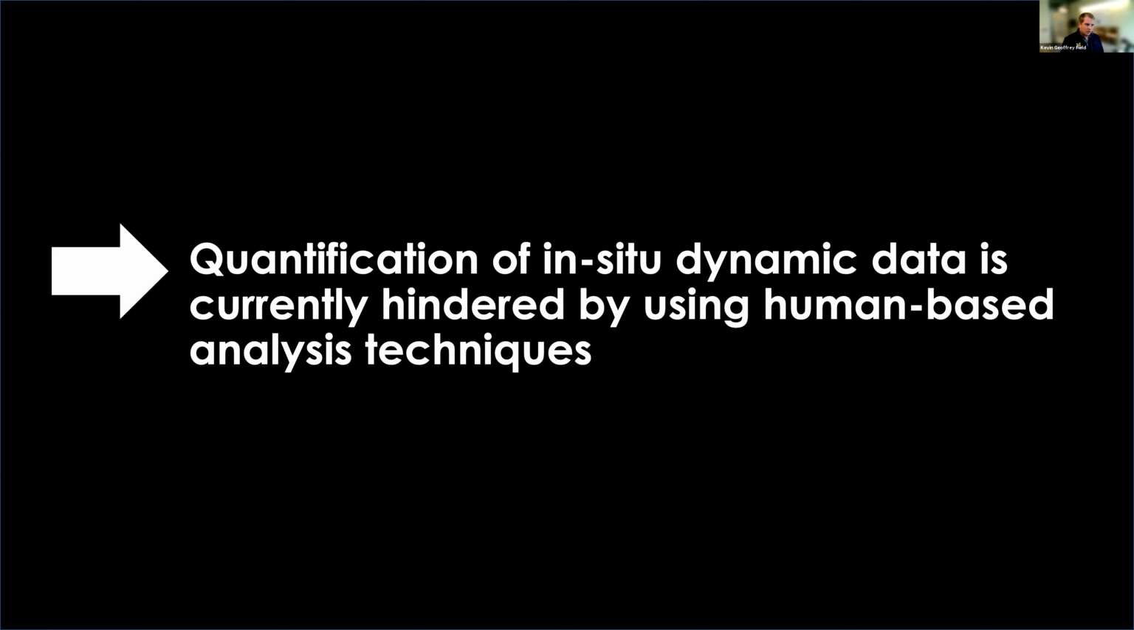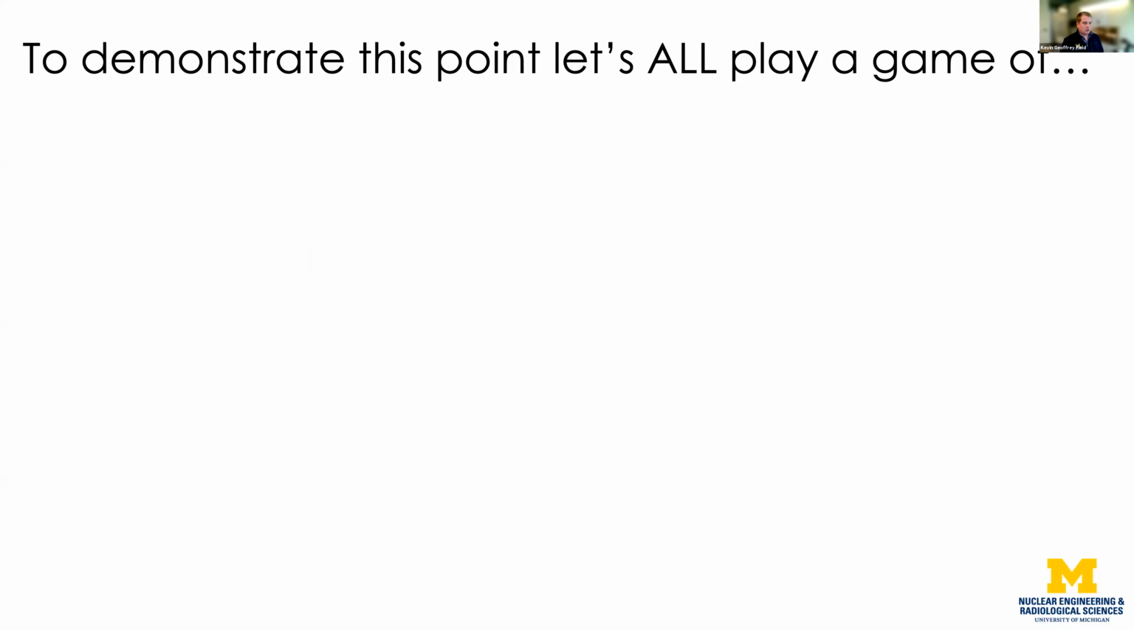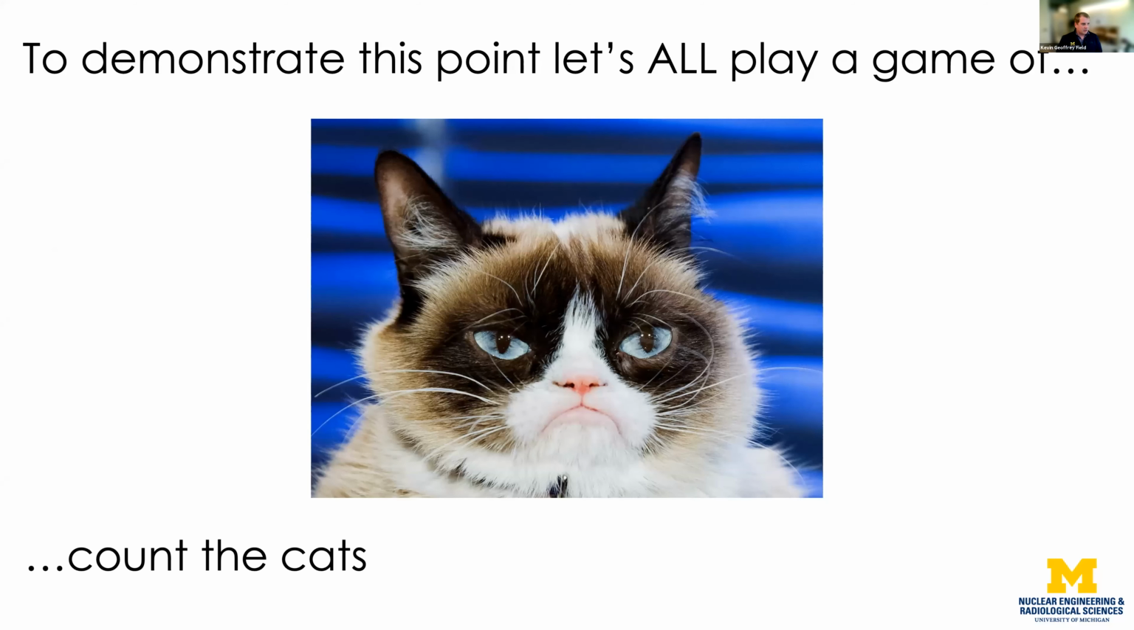But before we do that, we're halfway through, maybe a little bit past. So it's time to take a little break, play a little game, and understand why this is a particular problem. I think you can already understand the scale problem, but there's also another one that we'll come to. To demonstrate the scale problem and a couple of other problems with our current ability for quantification of in situ data, we're going to play a little game called Count the Cats.